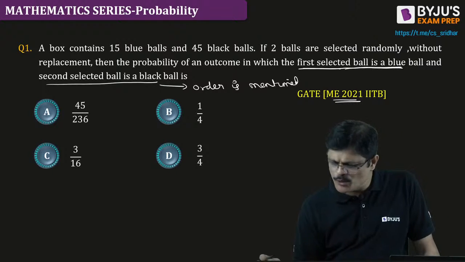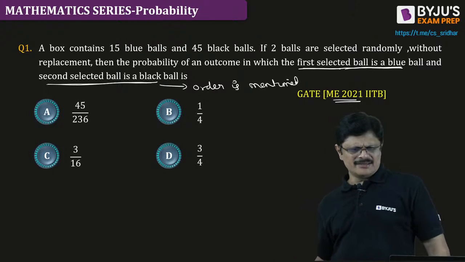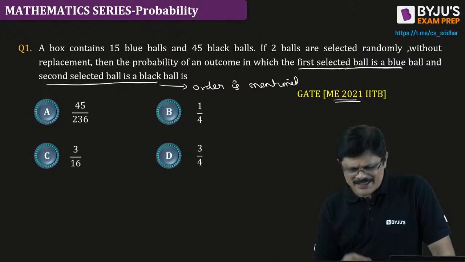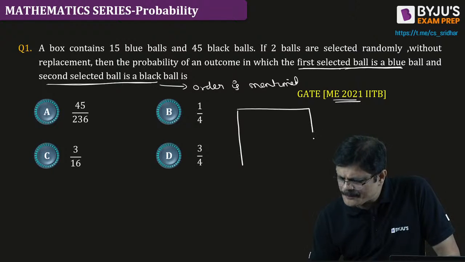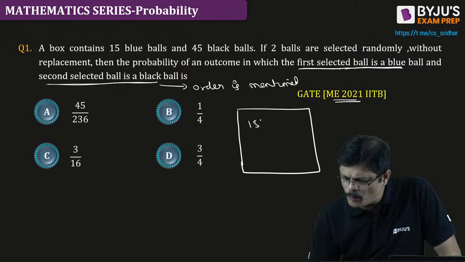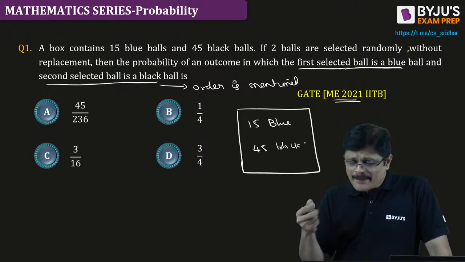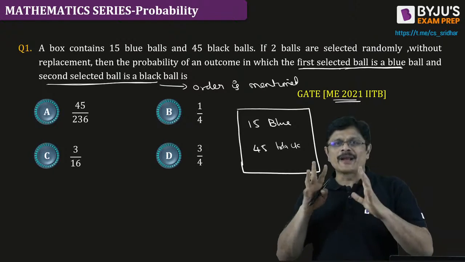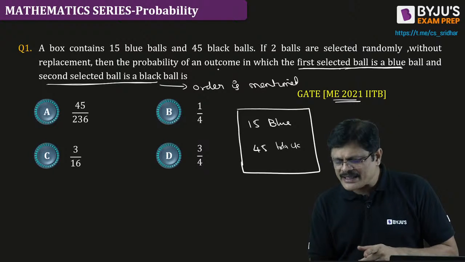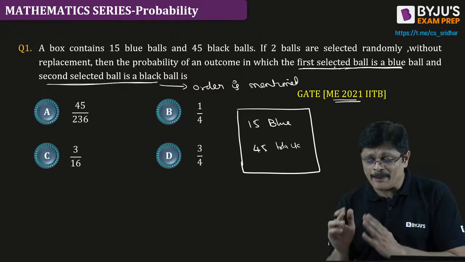The first selected ball is blue and the second selected ball is black. Now let us see this. See, in total we are having 15 blue balls and 45 black balls in the box. You selected 2 balls randomly without replacement, meaning one after the other you selected balls, my dear friends, without replacement. What is the probability that an outcome in which the first ball is blue and the second ball is black?